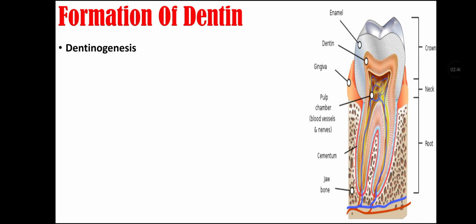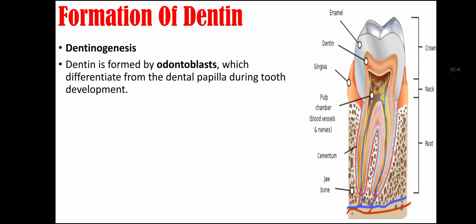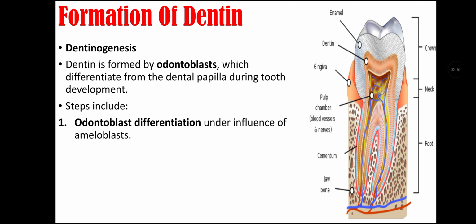Formation of dentin is called dentinogenesis. Dentin is formed by odontoblasts which differentiate from the dental papilla during tooth development. The steps of dentinogenesis or dentin formation include odontoblast differentiation that occurs under influence of ameloblasts. Second step is secretion of organic matrix, that is pre-dentin.